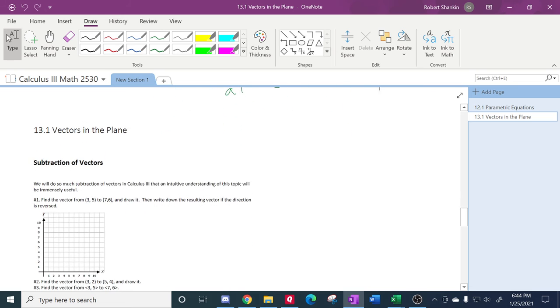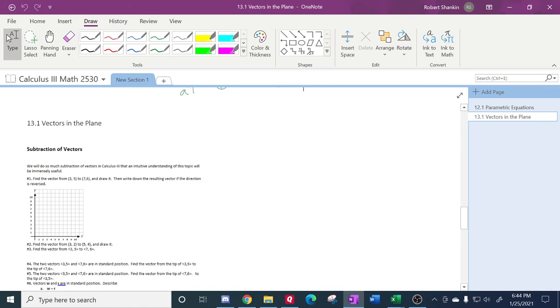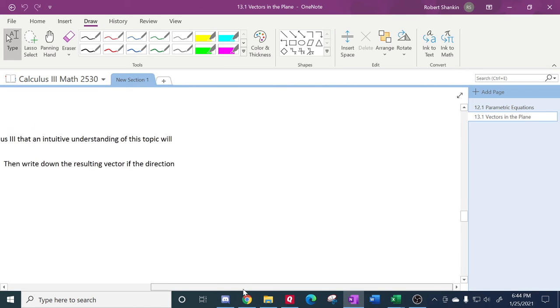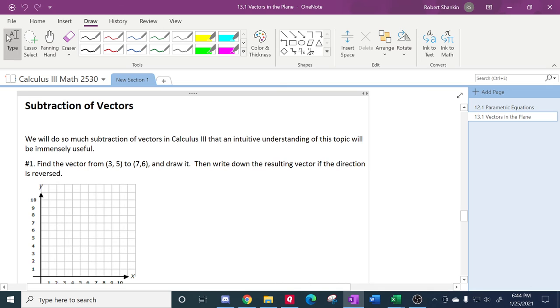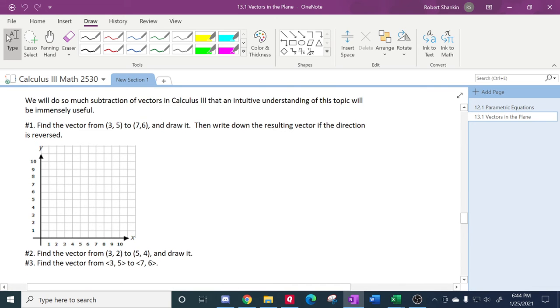So, vectors in the plane. Subtraction of vectors. And we will do so much subtraction of vectors in Calculus 3 that an intuitive understanding of this topic will be very useful. All right. Find the vector from 3, 5 to 7, 6.